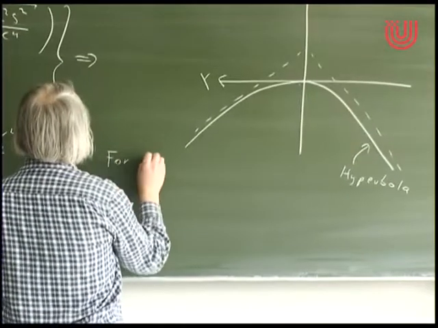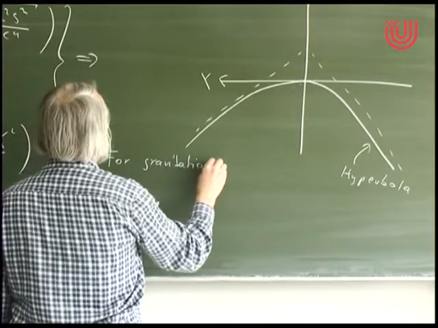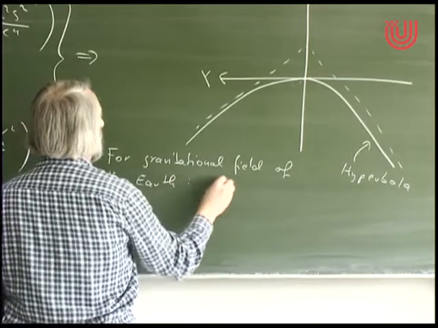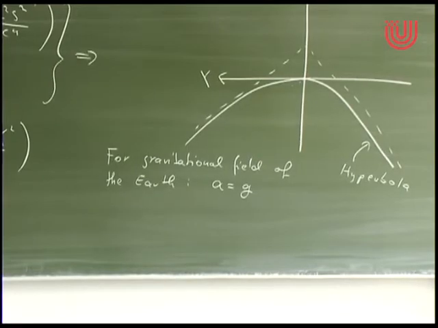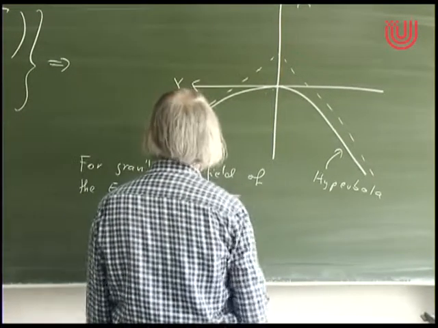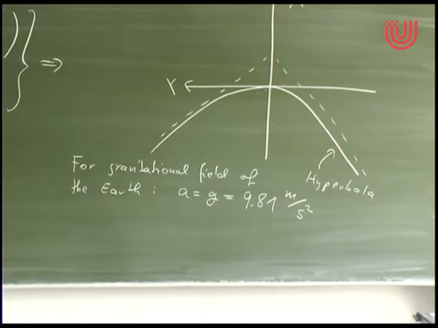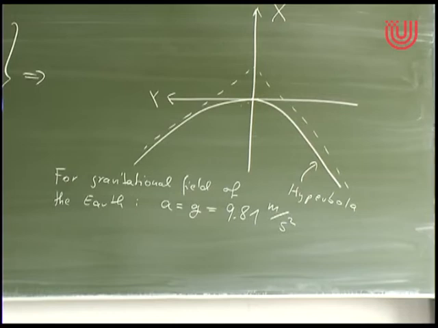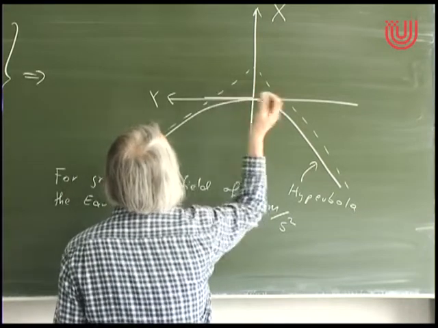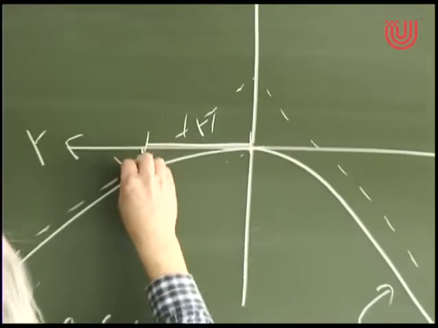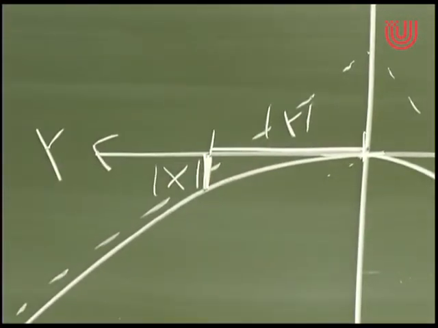So for the gravitational field of the Earth, we have A equal to the gravitational acceleration of the Earth's field, which, as you certainly know, is something like 9.8 meters per second squared. So you can insert this here, and then for a certain distance y, you can calculate the distance x by which the thing is deflected. And I did this. I can give you the numerical value, which you find here. It's not particularly impressive.